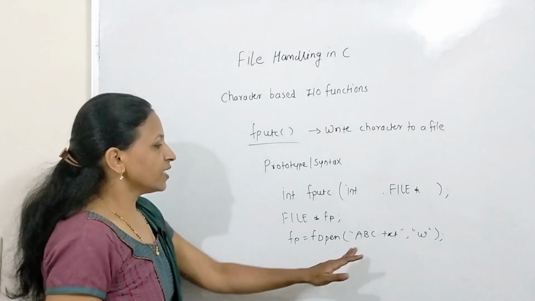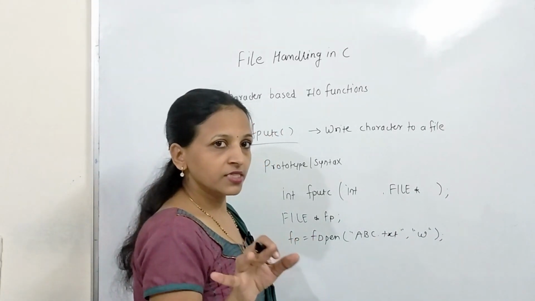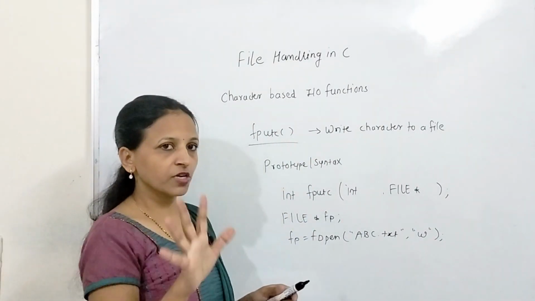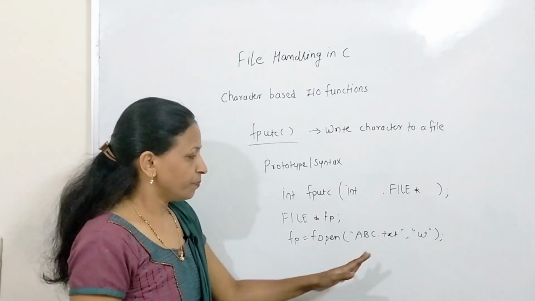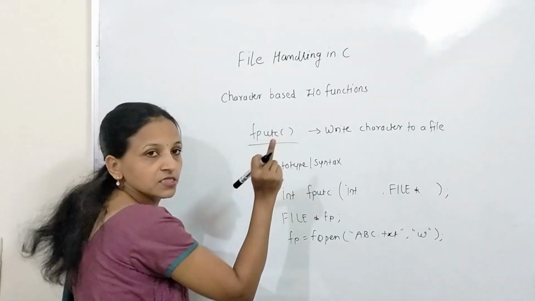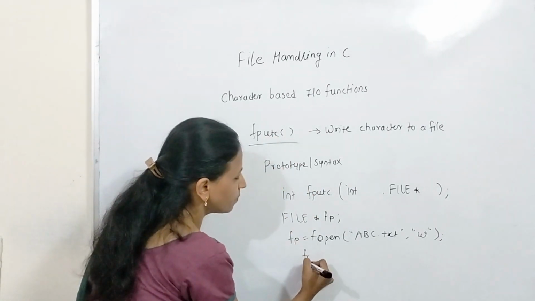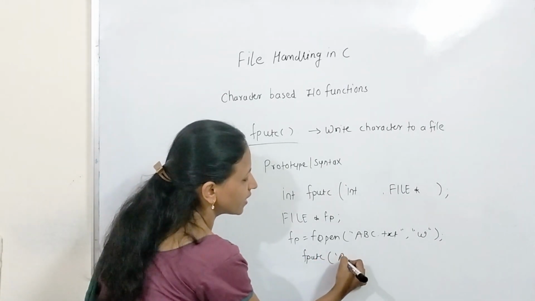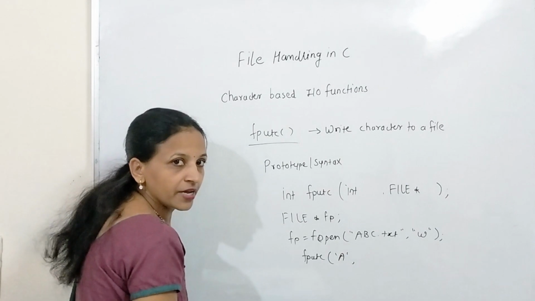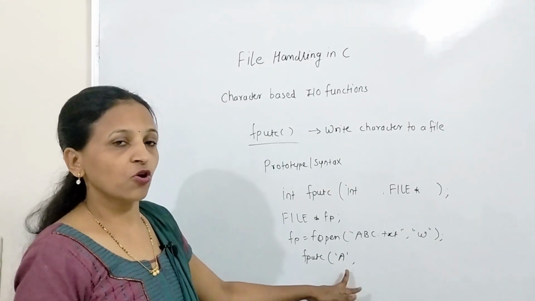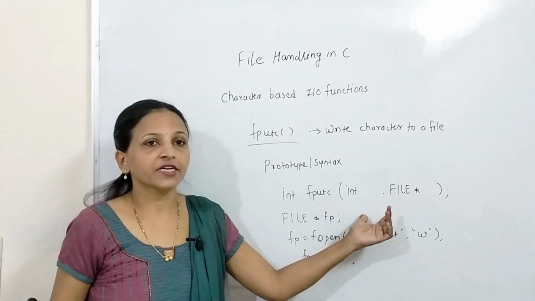Okay, now suppose abc.txt has been created, and initially the file pointer is at the first location, and there I want to write something. Then we can use the fputc function, like fputc, and here whatever character you want to write, let's say a character, I have passed this character in single quotes, which means this will be the character, or you can declare any character variable.